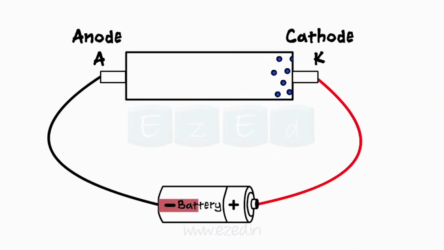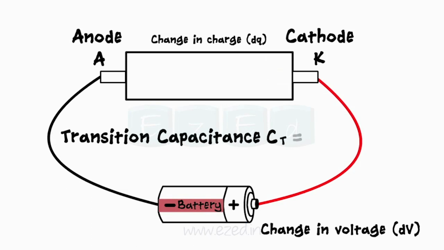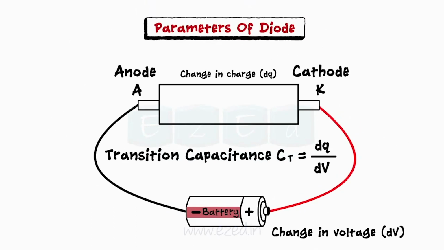During reverse bias, we get change in a charge as majority charge carriers move away from the junction, leading to the capacitance called as transition capacitance, defined as change in charge due to change in voltage. CT equals dQ upon dV.